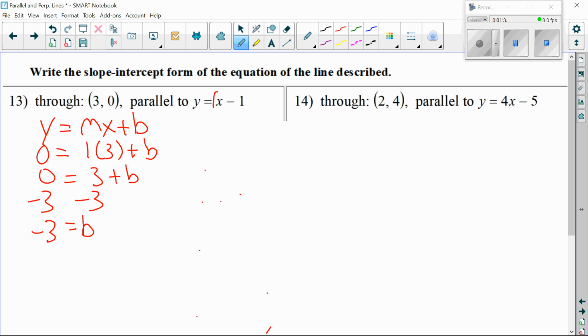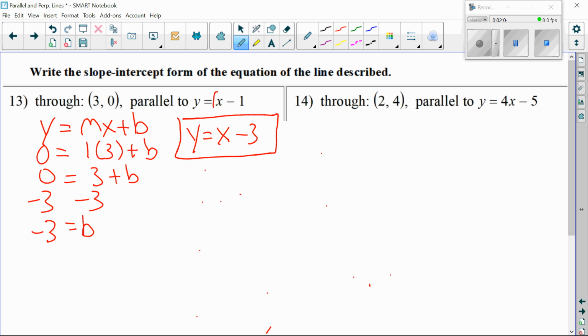Okay, now we have our y-intercept. Now we can write the equation to a line that's parallel. So we'll write out y is equal to our new slope, or consistent slope, 1. And since it's 1, we don't have to write it, so I'm going to go ahead and erase it and just put x. And now put minus 3. So this line is parallel to this line here. So that's our answer here.